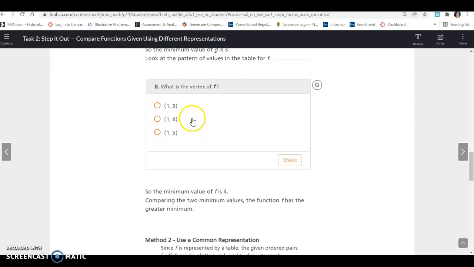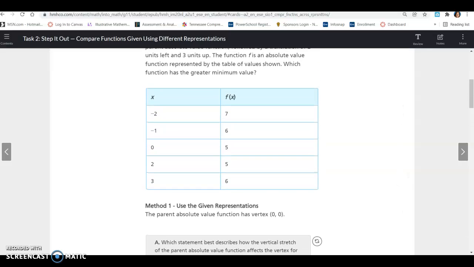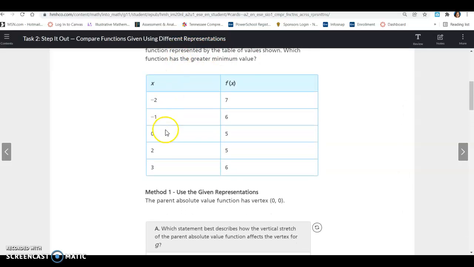All right, so it says, what is the vertex of f? It says, look at the pattern in the table. So f, remember, was our other function. And instead of giving us a verbal description or an equation, they give us a table. So we can see x goes -2, -1, 0, 2, 3. So they skip 1, okay? And f of x goes 7, 6, 5, 5, 6.